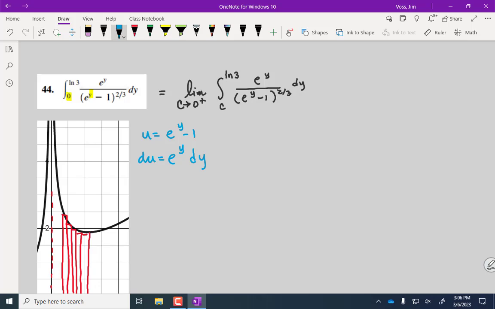So u sub is going to work here because its derivative is in the numerator. If we let u be this part in the denominator within the parentheses, the derivative is in the numerator. So that's what makes it a good substitution. So then let's do our substitution. And we are converting, so we're going to use some sort of placeholder limits. e to the y dy, that's du. And then in the denominator, we have u to the 2/3. Very nice. Very simplified integrand.